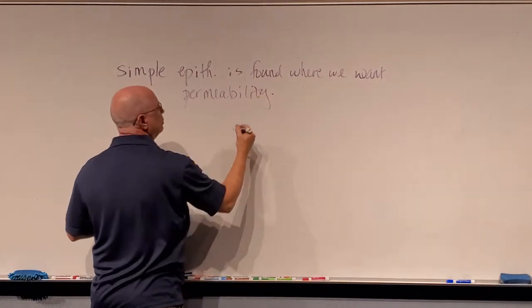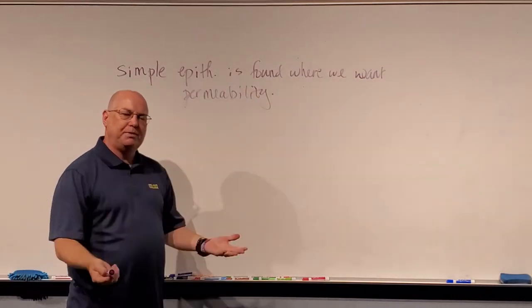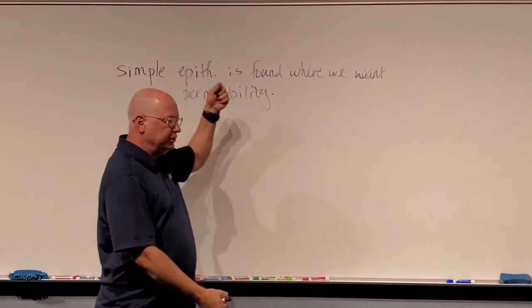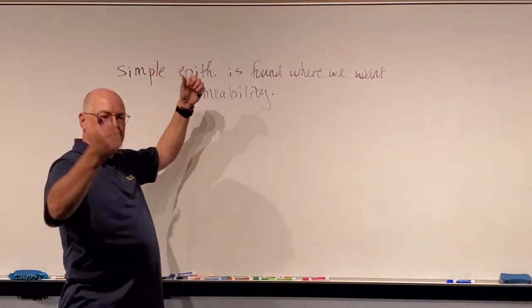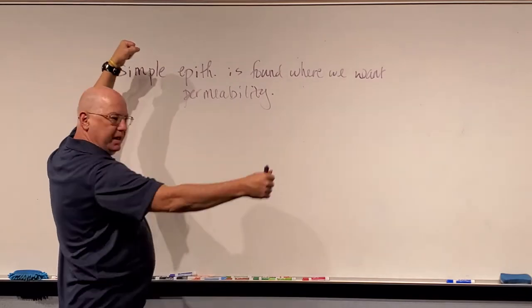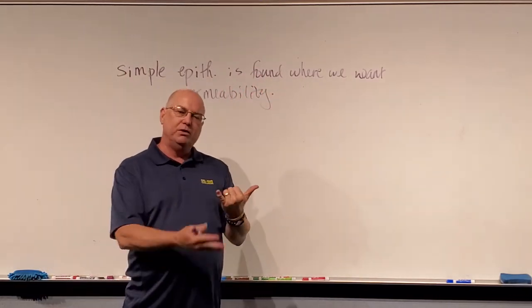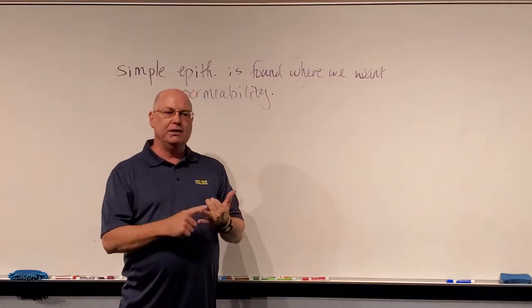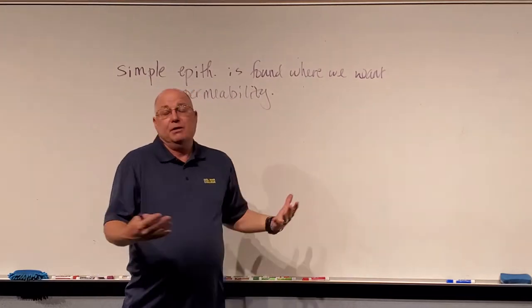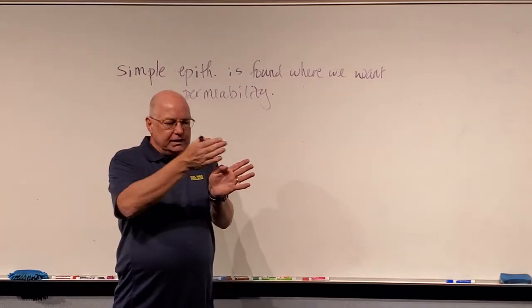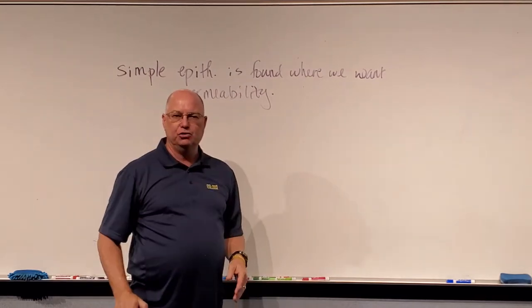We tend to find simple epithelia where we want things to pass through. Think about a football team running out on a Friday night, when we used to have the paper banner that the football players would run through and break through. It was made out of paper. Why didn't we make it out of cardboard? Why don't you make it out of thicker substances? Because you couldn't pass through very easily. So the thinner the membrane, the easier it is for things to pass through.